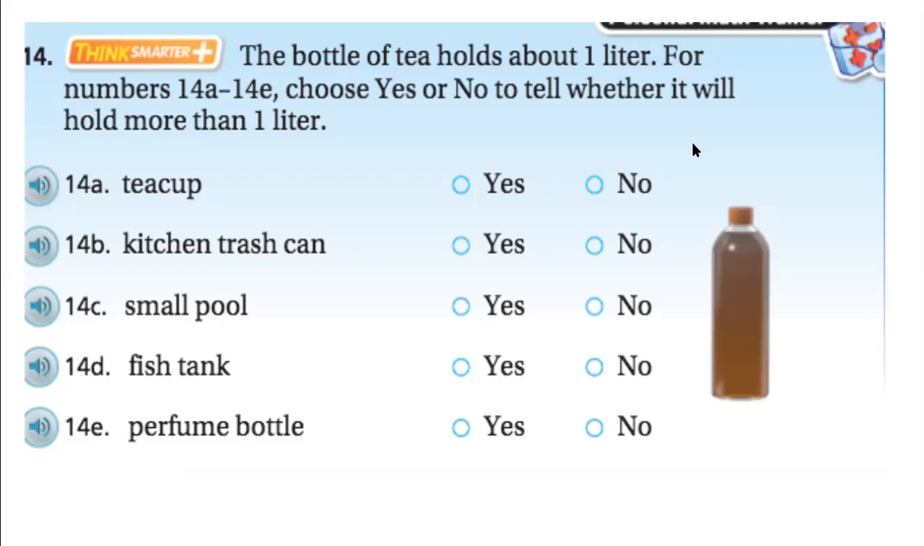14D, fish tank. So we can think about a fish tank. If you have a fish as a pet, think about the size of that. And also we did have a problem with the On Your Own or Share and Show where we saw that a fish bowl was more than 1 liter, and a fish tank is larger than a fish bowl. So that should be able to help us out with figuring out the answer as if it is yes or no. So I'm going to give you some think time. If you chose yes for 14D, you are correct. A fish tank does hold more than 1 liter.